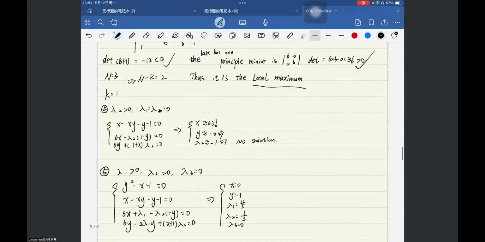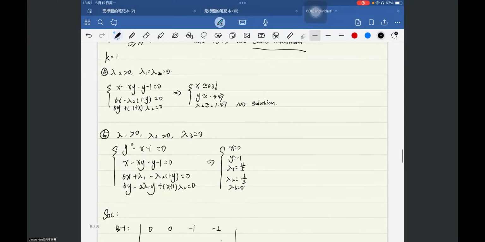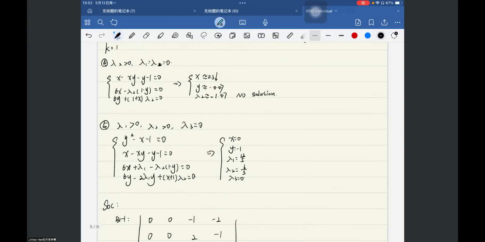And for the fourth situation, lambda 2 is larger than 0 and lambda 1 equals lambda 3 equals 0. And we solve this x and y, but the lambda 2 is less than 0. So this is no solution. Okay, let's get to the fifth situation.